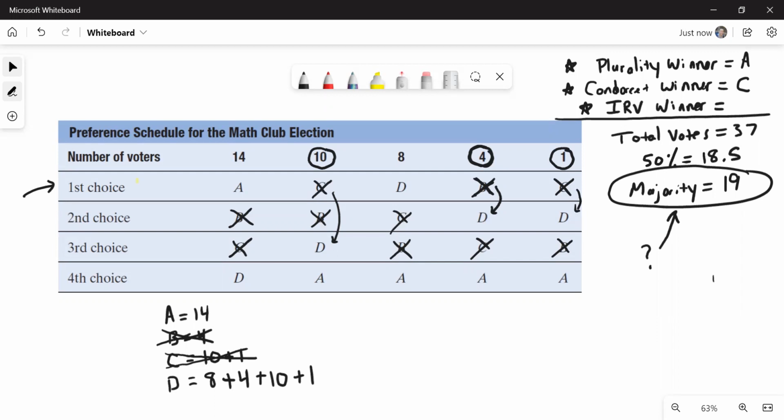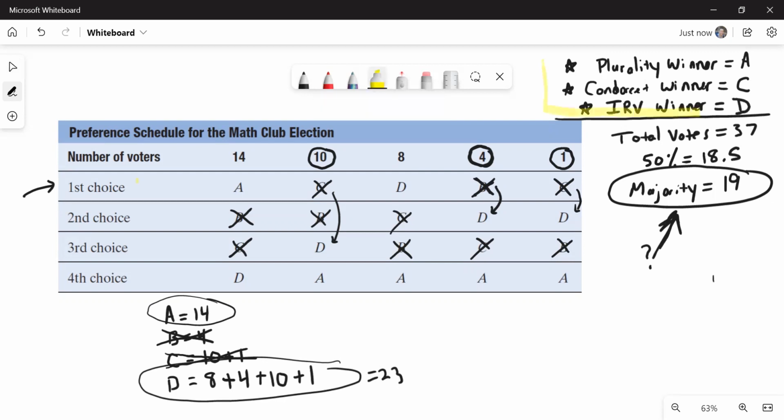And now when we stop, we see we only have 2 candidates, so I know I'm going to have a majority. A has a total of 14, but D has a total of 8 plus 4 plus 10 plus 1, which I believe is 23. And that would be a majority, of course, because it's more than 19. And so my IRV winner is D. I'm going to put that on the right.